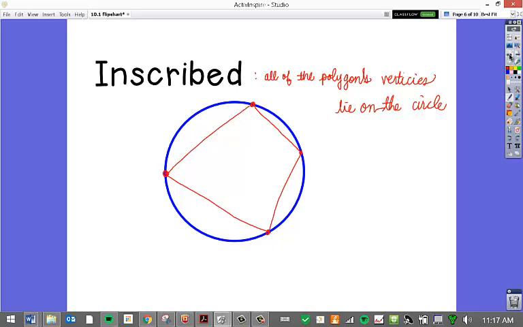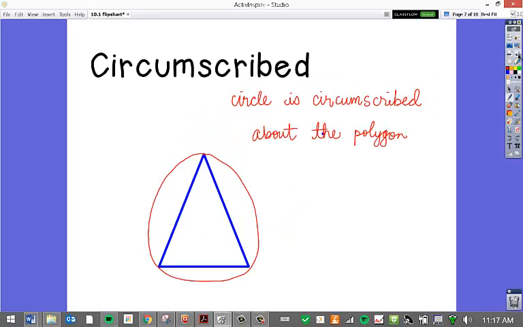They sort of communicate the same idea. The inscribed has to do with the polygon being inscribed in the circle, whereas the circumscribed has to do with the circle being circumscribed about the polygon. So it's like on the outside. Circumscribed is like talking about outside, inscribed is inside.